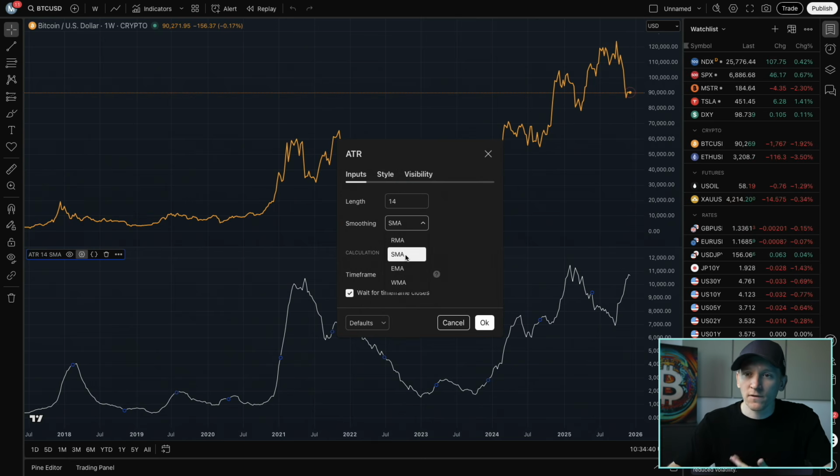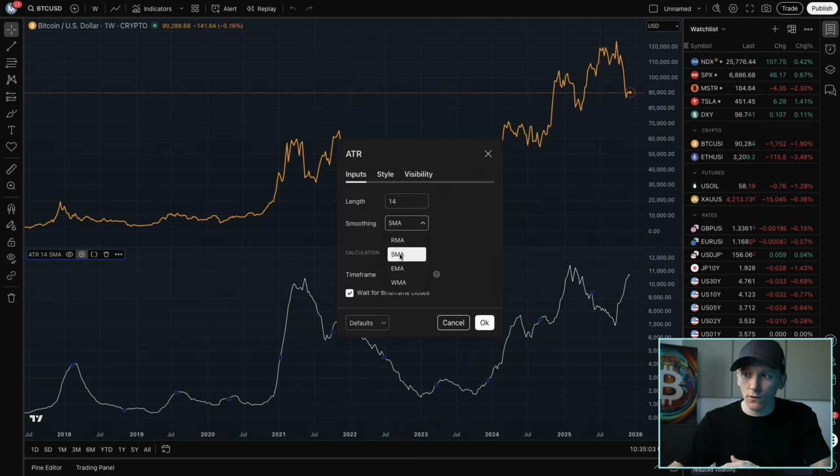So SMA, simple moving average, this is probably what most people will use. There's EMA, exponential moving average. You have WMA, which is weighted moving average, and then RMA, which is relative moving average. Most of these, apart from the SMA, are going to weight the data and give a slightly bigger weight to more recent prices. Simple moving average is very simple.